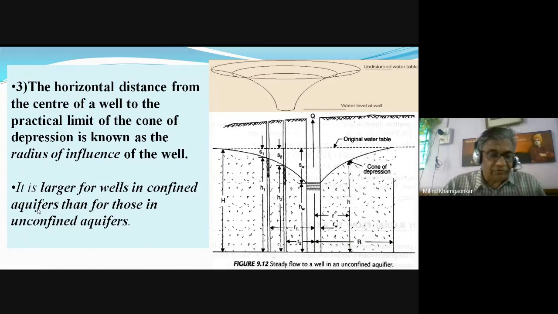Capital R is the radius of influence. It is larger for wells in confined aquifers. This is a very important statement: the radius of influence is more in a confined aquifer than in an unconfined aquifer. I think everybody has got what I mean to say.